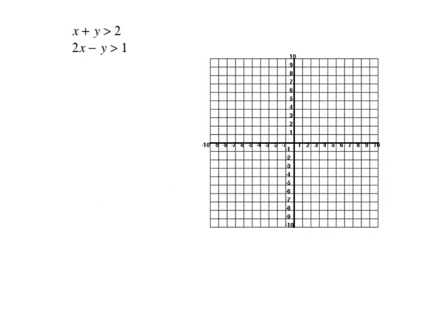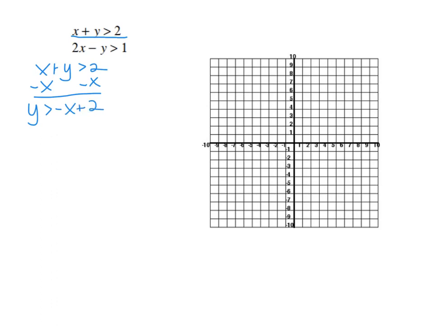In our next example, the issue we need to tackle first is isolating the y variable. You want to make sure that y is on the left side of the inequality so that it'll be in agreement with your shading. If we take a look at that first inequality, x plus y is greater than 2, what I'm going to do is take that and isolate y, meaning I'm just going to subtract x to the other side. And that gives us y is greater than negative x plus 2.